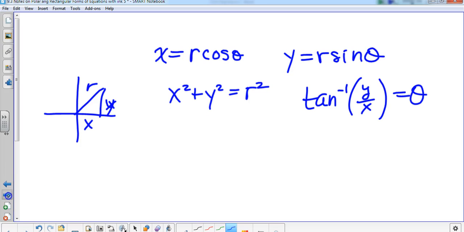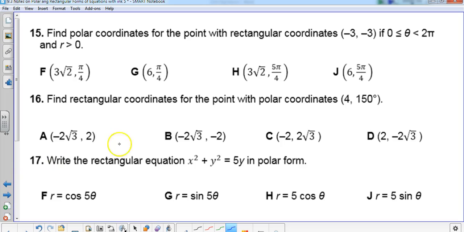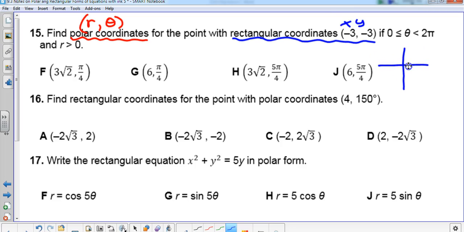So, what is question number 15 giving us, and what is it asking for? When it wants polars, what form does it want? R theta. Okay. Rectangular means it's telling us what? An X and a Y. So if we were to sketch this, we'd have -3, -3. We'd be down here somewhere. We need to know the R and the theta.